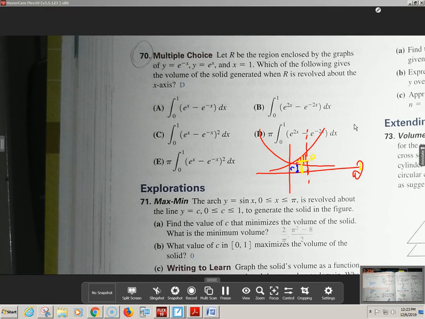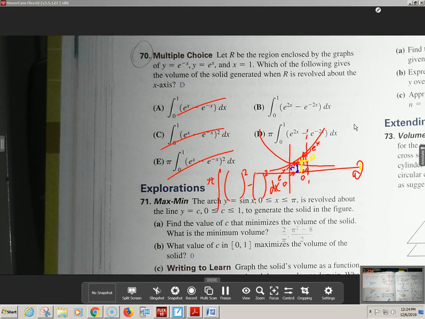Big R squared would be this dude, which is e to the x, minus that dude, which is just 0. And then little r squared is going to be the other dude, which is e to the negative x on top, and then bottom is 0. So I end up with a pi. I better have a squared minus a squared. Couldn't that already take out quite a bit? I have a 50% chance of getting it right just by knowing it should be a squared minus a squared.